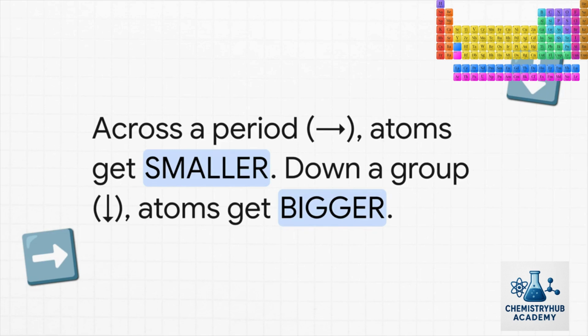Now, you'd probably think that as you go to the right, atoms would get bigger because their atomic number is going up. But, and this is wild, the opposite is true. As you move from left to right across a period, atoms actually get smaller. But as you move down a group, they do get bigger, just like you'd expect. So what on earth is going on here?